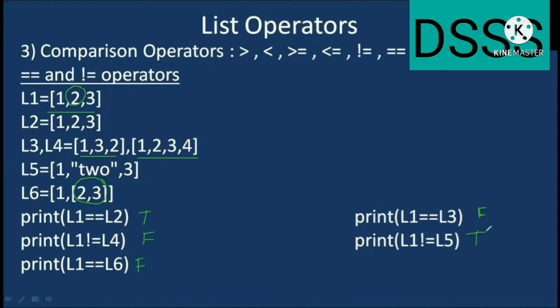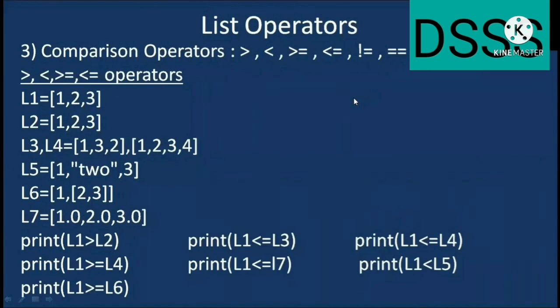L1 is 1, 2, 3 and L3 is 1, 3, 2. This is not comparable, so again the output is false. And next is print L1 not equals to L5. L1 is 1, 2, 3 and L5 is 1 comma 2 comma 3. So again it gives false. True, this is right.